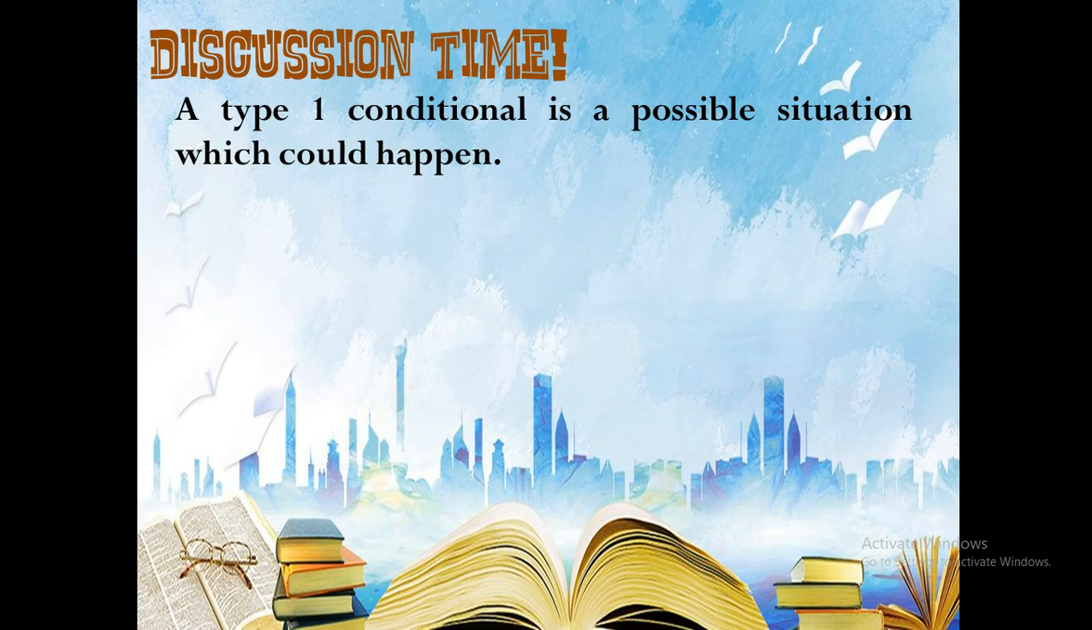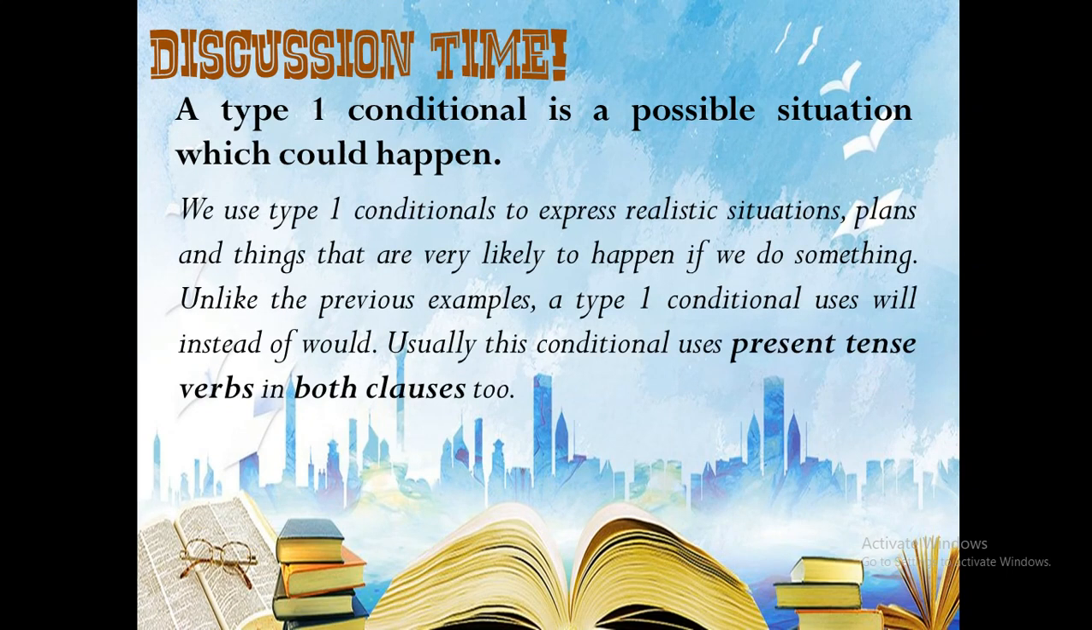A type 1 conditional is a possible situation which could happen. We use type 1 conditionals to express realistic situations, plans, and things that are very likely to happen if we do something. Unlike the previous example, a type 1 conditional uses will instead of would. Usually this conditional uses present tense verbs in both clauses too.